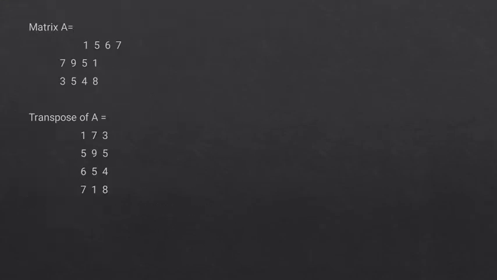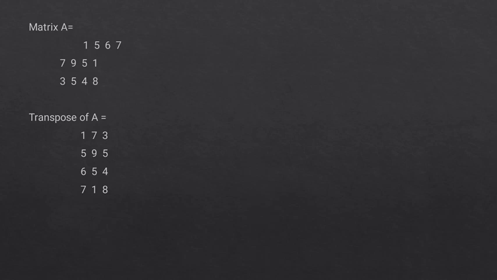So now we move on to finding the transpose of the matrix A. I'm sorry, the first line is slightly shifted to the right. So the first matrix A is given by 1567, which is the first row, 7951, which is the second row, and 3548, which is the third row. The first row is slightly shifted 2 spaces. I'm sorry for that.